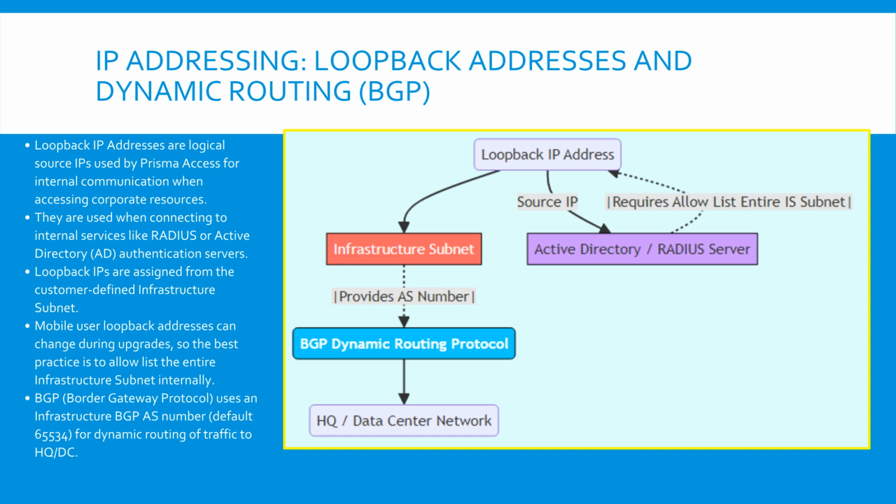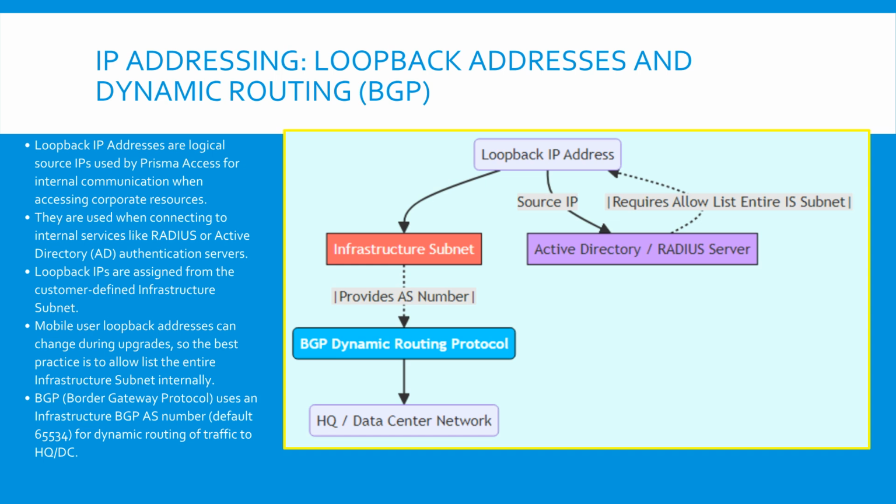Lastly, the routing within this complex environment relies on BGP. BGP uses an autonomous system (AS) number, such as the default 65534, to dynamically identify and manage routes, ensuring traffic reaches the correct destination efficiently. What did we learn? We learned about loopback IP addresses used for internal communication and the role of BGP in dynamic routing within Prisma Access. The important point is that allowing the entire infrastructure subnet range on internal servers prevents mobile user authentication issues due to changing loopback addresses.